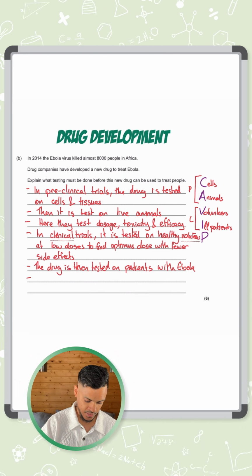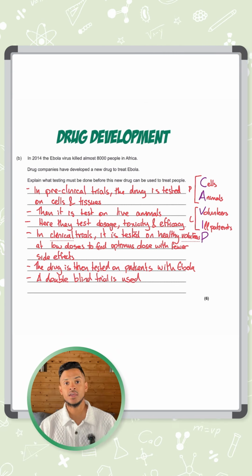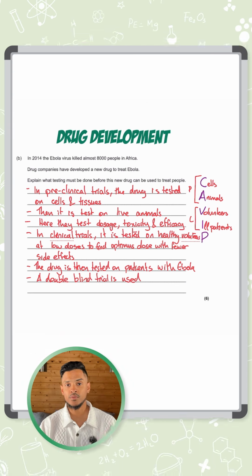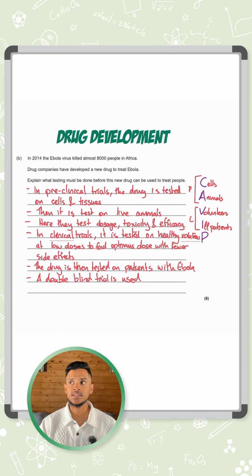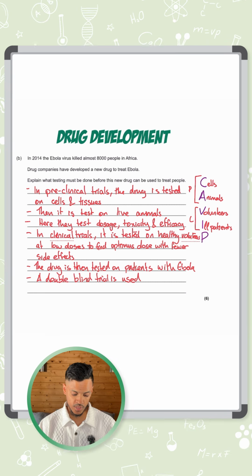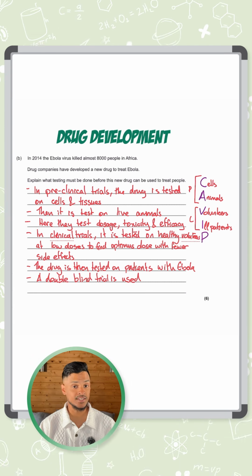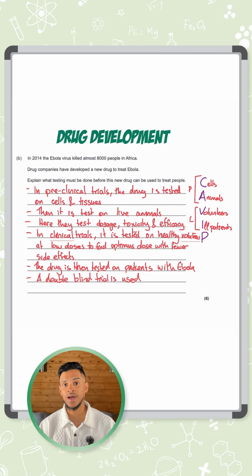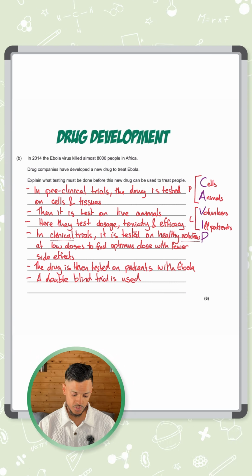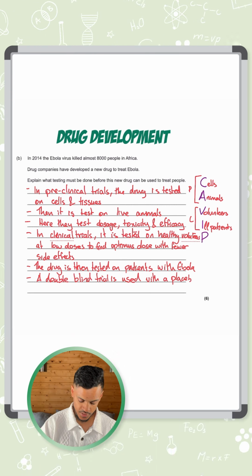And we can say here, so a double-blind trial is used. So that's when you give some patients a placebo, which is a fake drug, and some patients the real drug, and you monitor the results. The patient doesn't know whether they're getting the placebo or the real drug. And because this is double-blind and not just a normal blind trial, it means the doctors who are analyzing the results don't know either. So a double-blind trial is used with a placebo. We can say that here.